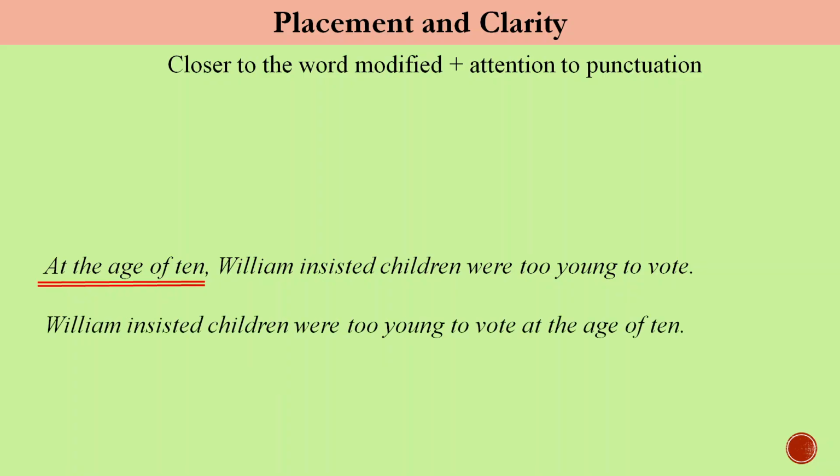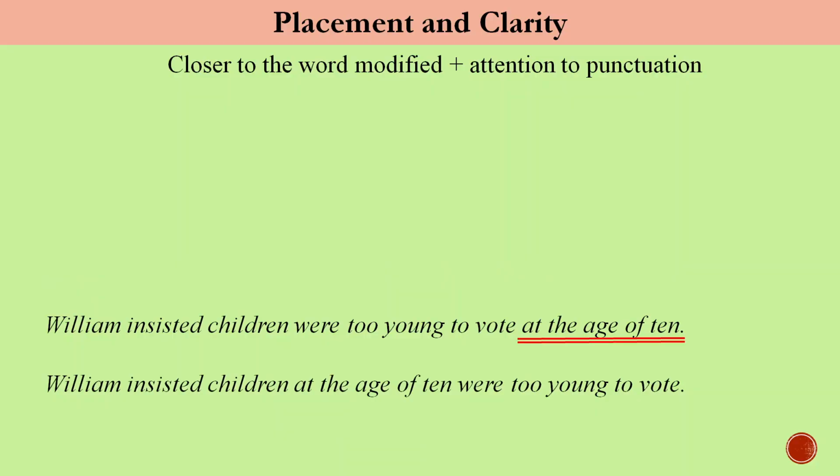So, we can rewrite it. William insisted children were too young to vote at the age of 10. So this is a little better. Then, still better, we can say, William insisted children at the age of 10 were too young to vote. So from the final example, we see that it is the children who are at the age of 10 who are too young to vote.